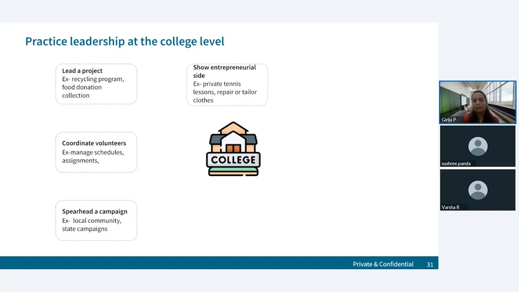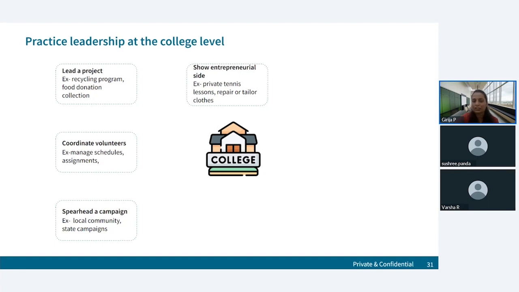Another way is to show your entrepreneurial side. A leader is someone who takes more initiative, right? That is what we have seen as a student leader. So you can start your own things and take your own initiatives, and it will help you develop this leadership.